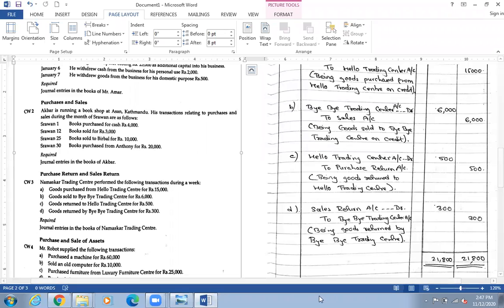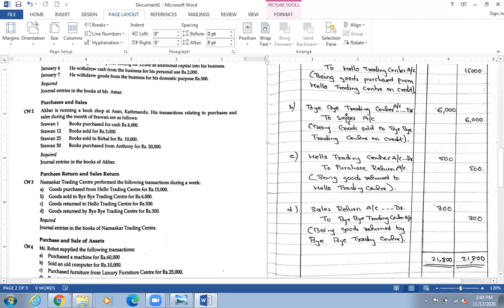Okay, so number 3: Namaskar Trading Center performed the following transactions during a week. Goods purchased from Hello Trading Center for 15,000. There is no cash mentioned, so it is a credit transaction. If there is no person's name, we must write the company's name. Here there is no person's name, the company's name is there. So how to write here? Purchase is mentioned, that means write purchase account, at the top.